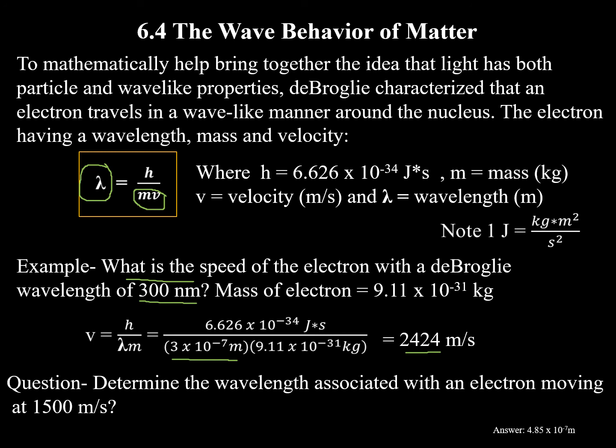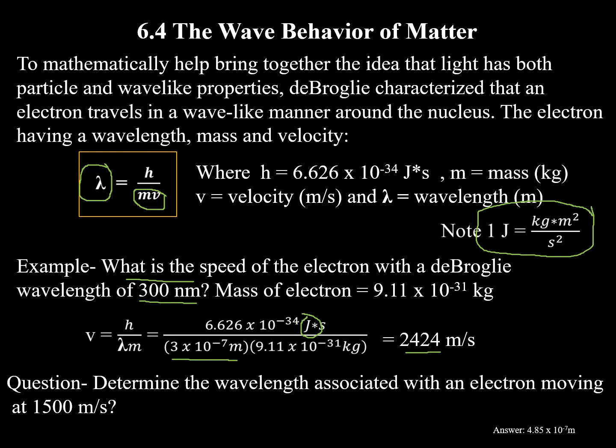You might ask, well, how do the units translate to meters per second? 1 joule, which you don't have to memorize, is a kilogram times meter squared divided by second squared. Those units will cancel out for the joule to get us meters per second.